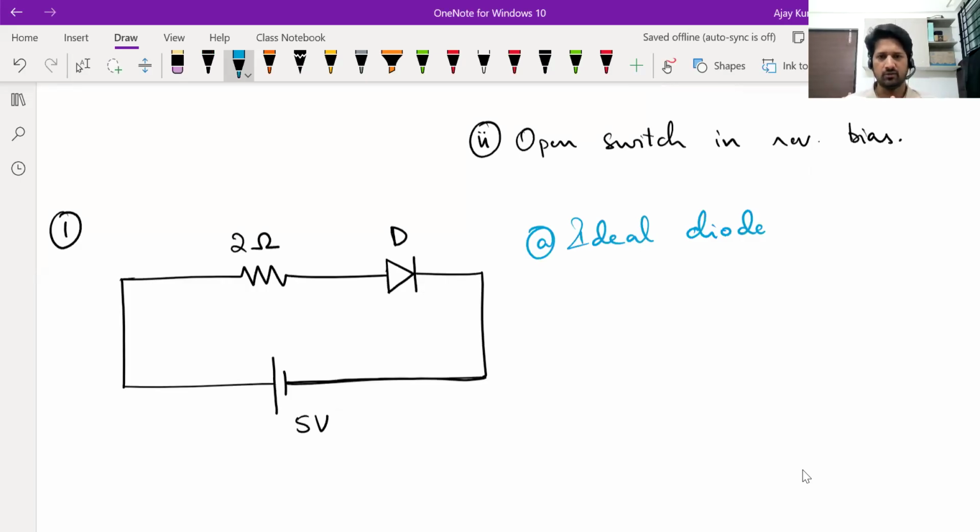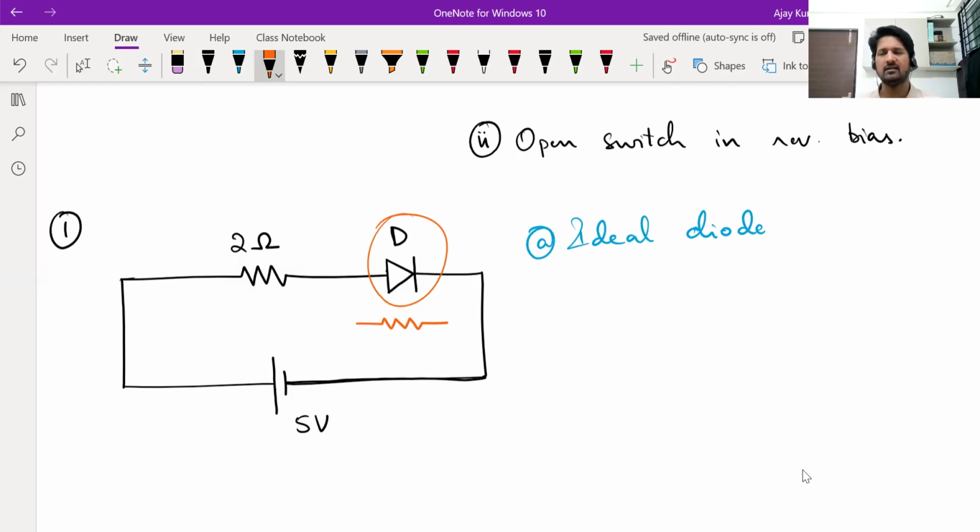Tell me, is this diode forward biased or reverse biased? How do you decide that? Think of it as a resistance first. Whether it's real or ideal, think of it as a resistance. Try to find out in which direction current is going to flow through that resistance. Then indirectly you will be finding out in which direction current may flow through the diode.